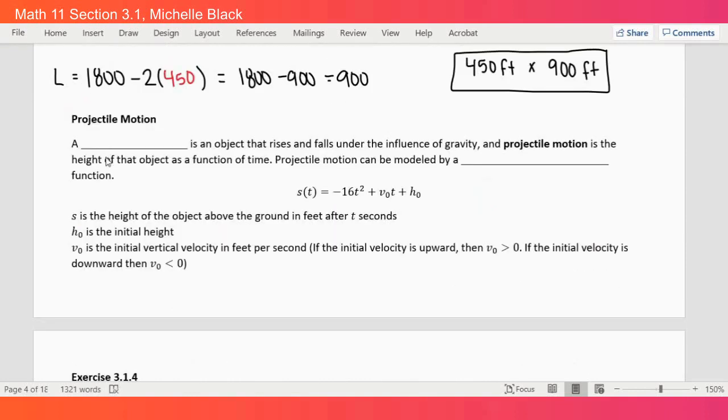Projectile motion. A projectile is an object that rises and falls under the influence of gravity. And projectile motion is the height of that object as a function of time. Projectile motion can be modeled by a quadratic function.